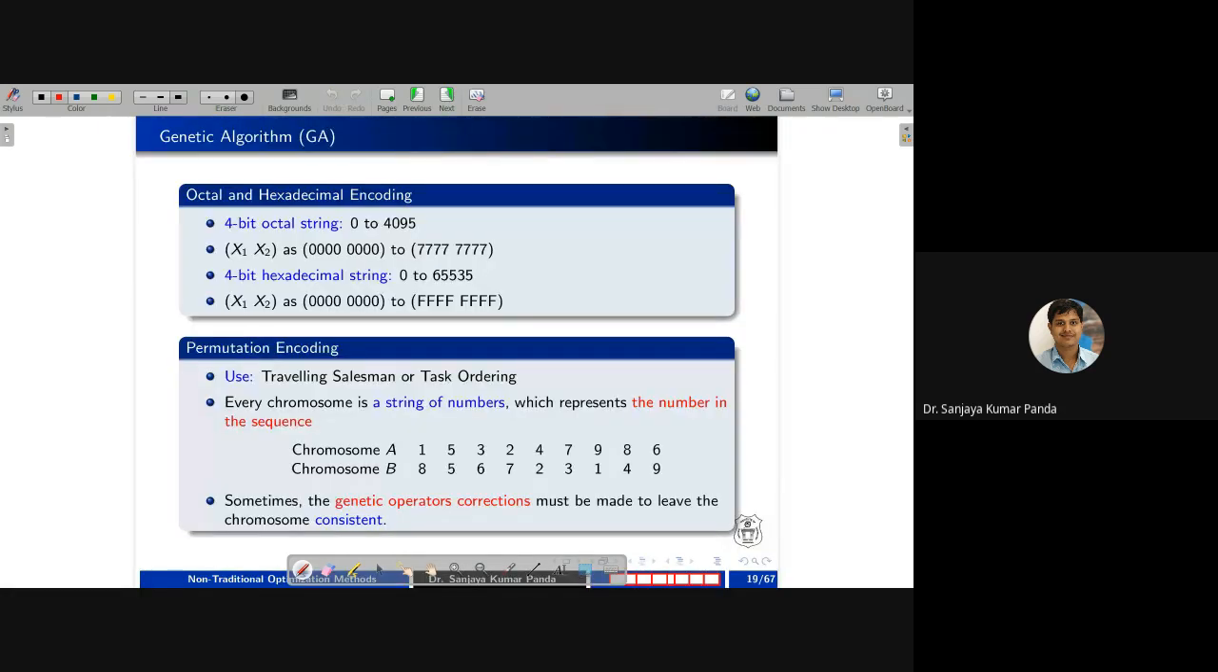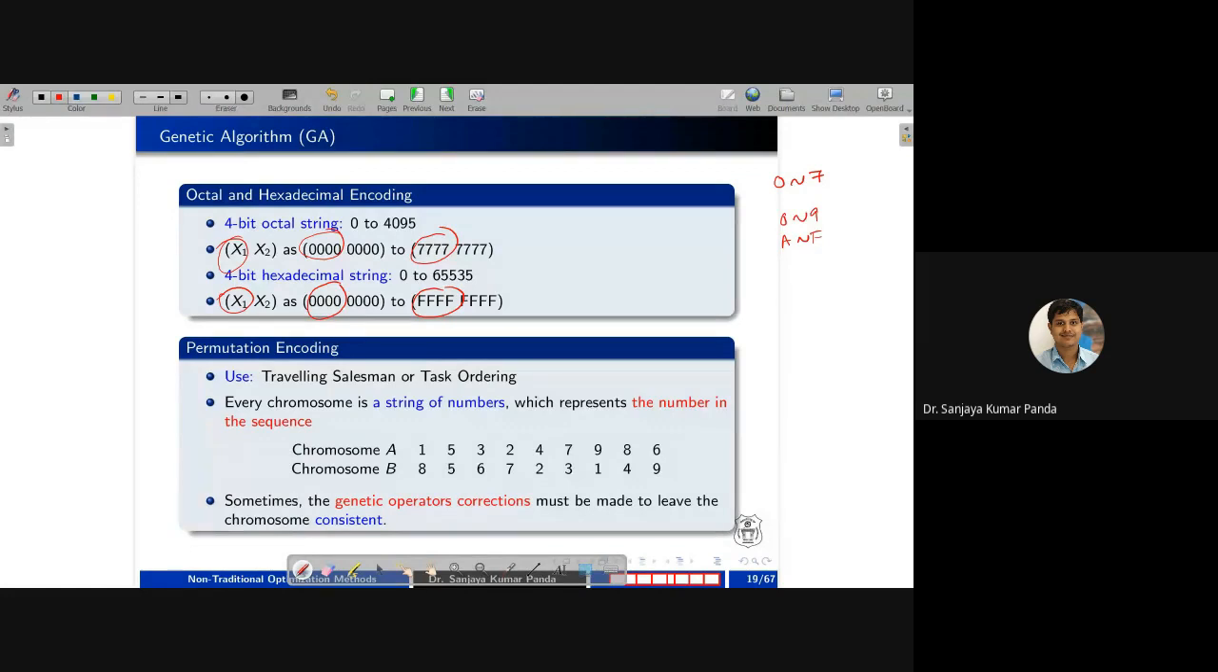Now, not only can you apply binary coding, you can go for octal coding. You can go for hexadecimal coding also, right? For example, if you go for octal coding, octal means the values are between 0 to 7. So in octal, 8 and 9 are not there. Similarly, if you want to go for hexadecimal, the values may be 0 to 9, and again from A to F. Right? In this way, you can represent.